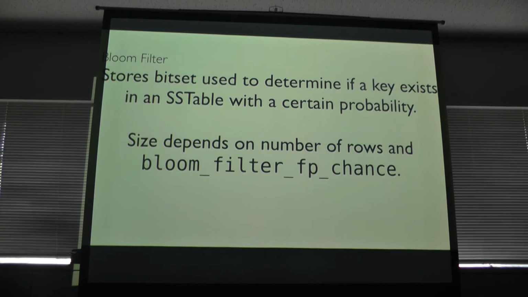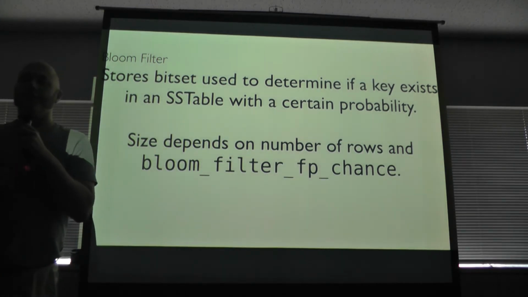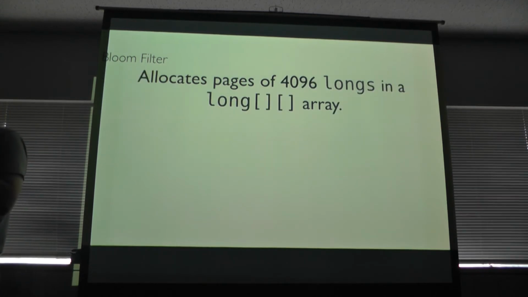The size of that bloom filter depends on the number of rows that we assume are stored in the SSTable, and the configuration setting on the column family called the bloom filter FP chance. Historically, this has been implemented as a two-dimensional array of longs, so each long is 8 bytes long, and this was held in the JVM memory.